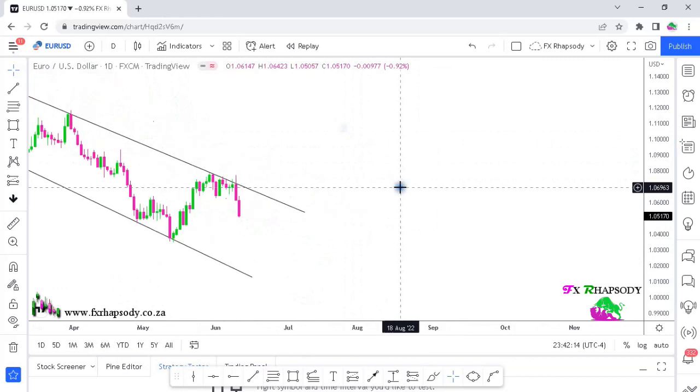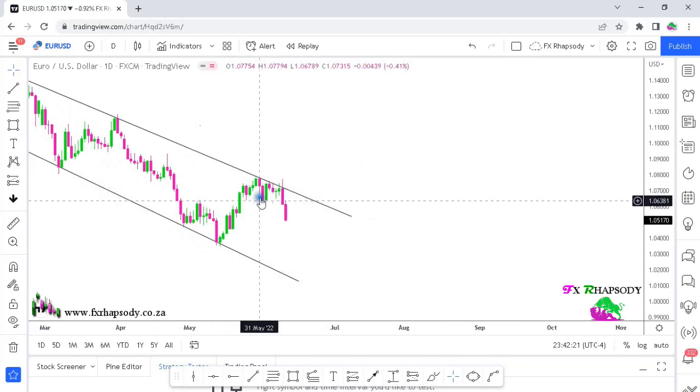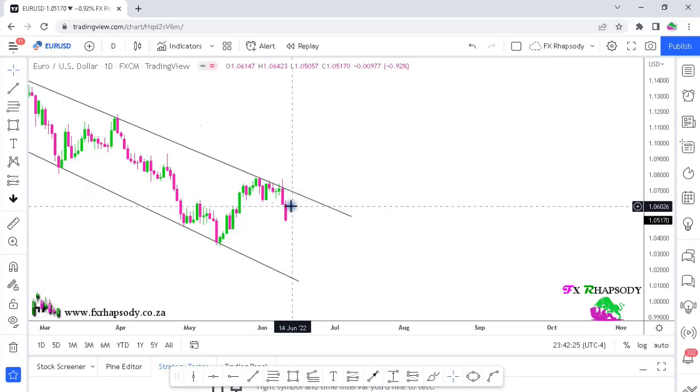So again, previous analysis, I was talking about the euro might go and tap this top trend line, and as you can see, it's respecting it very nicely. And then we had this nice bearish movement to the downside.